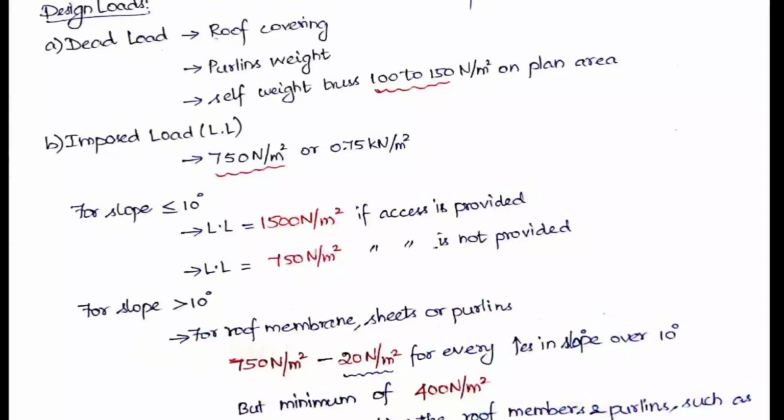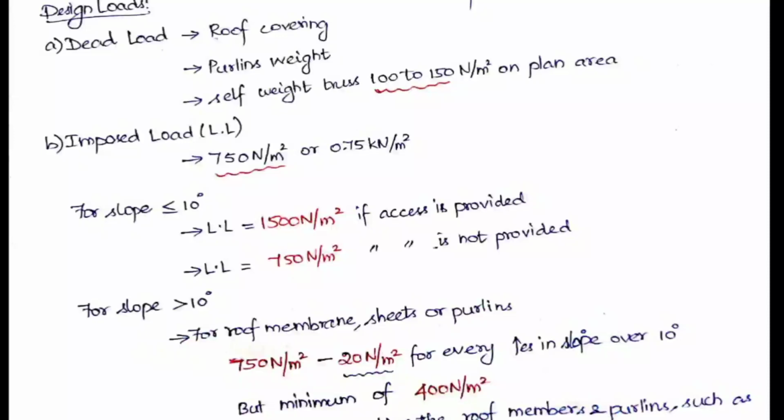And for slope greater than 10 degrees, for roof membrane and sheets and purlins, if you're considering that alone, it should be 750 Newton per meter square minus 20 Newton per meter square for every increase in slope over 10 degrees. So this is the condition. They will be giving you the slope and asking you to calculate the live load. For example, the slope of the roof truss is 30 degrees. That means it is greater than 10, so we should go for this formula.